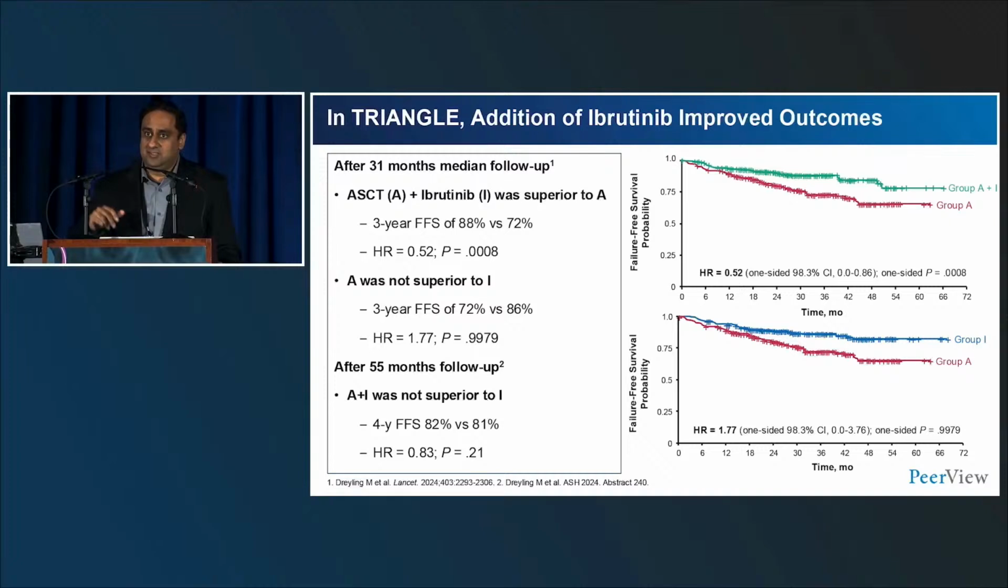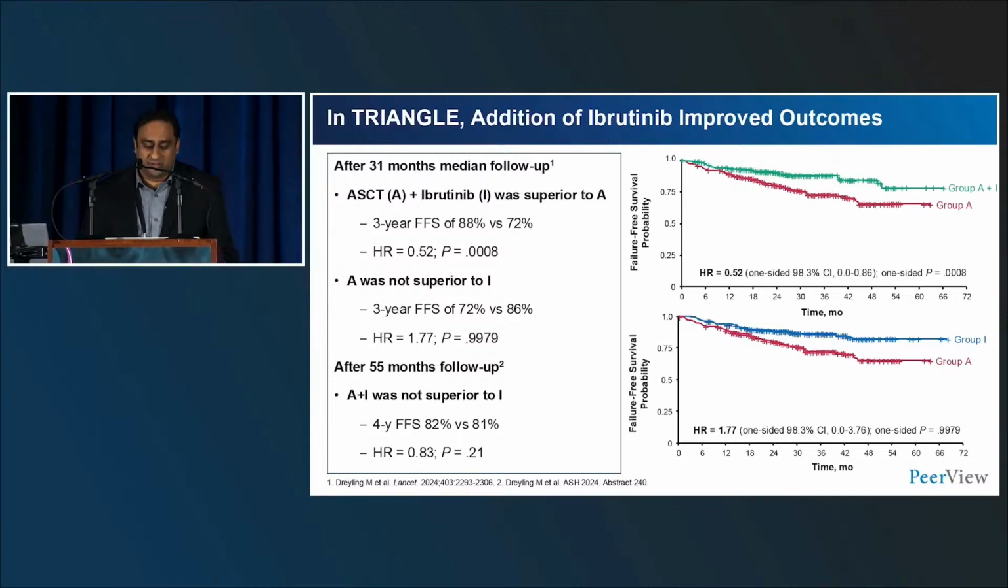And what you can see here is that this has been fully reported. There are now long-term data sets that continue to come out. But you can see here that autologous transplant with ibrutinib was superior in terms of outcomes to autologous transplant alone, a 3-year failure-free survival of 88% versus 72%, and that autologous transplant alone was not superior to ibrutinib without the autologous transplant here. You can see the 3-year failure-free survival, again, for the autologous transplant alone was inferior to those patients who didn't even get an auto transplant, but got ibrutinib as part of induction and maintenance.